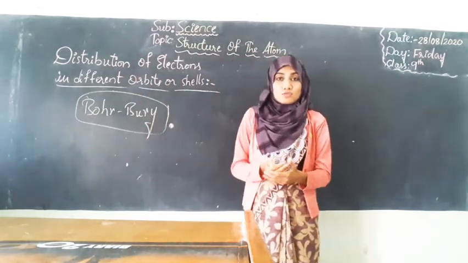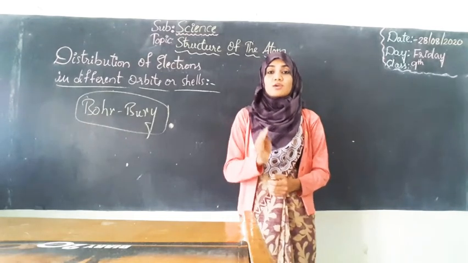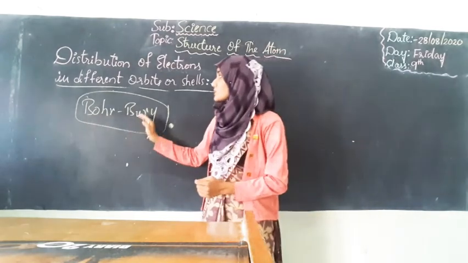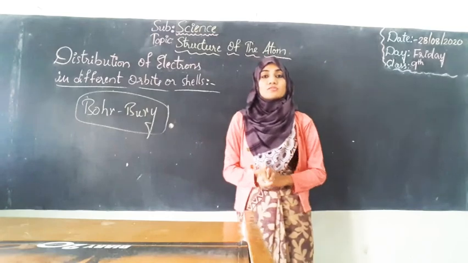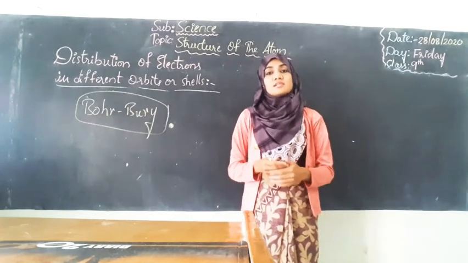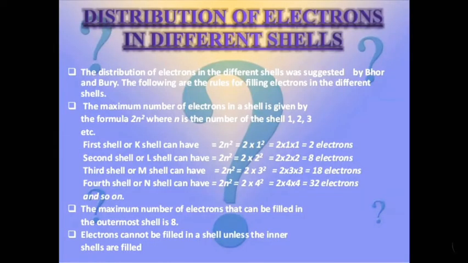So what are those rules? Let us see first the rules presented by Bohr and Bury for the distribution of electrons into different orbits or shells. The distribution of electrons in the different shells was suggested by Bohr and Bury. The following are the rules for filling the electrons in the different shells.